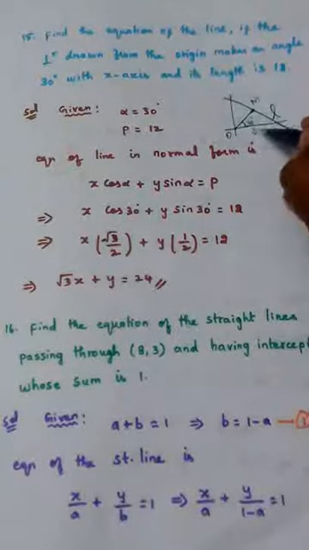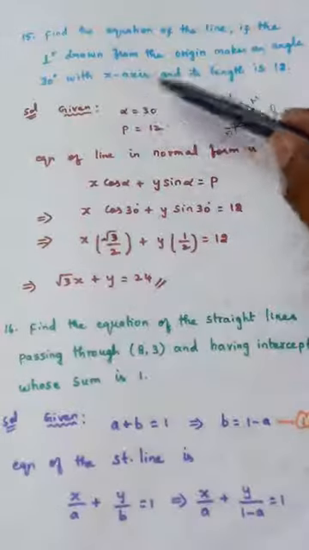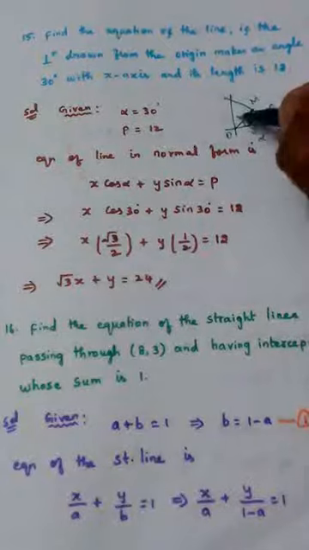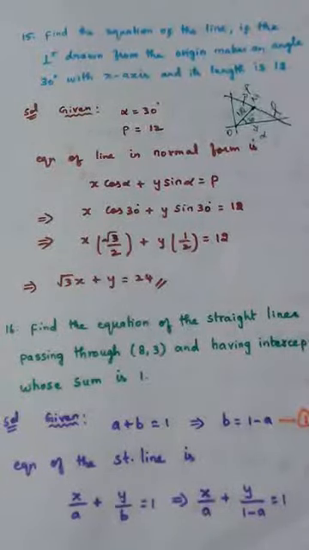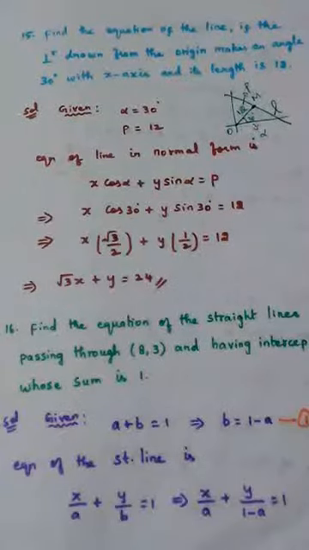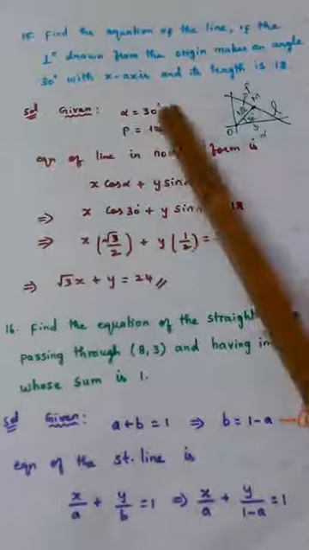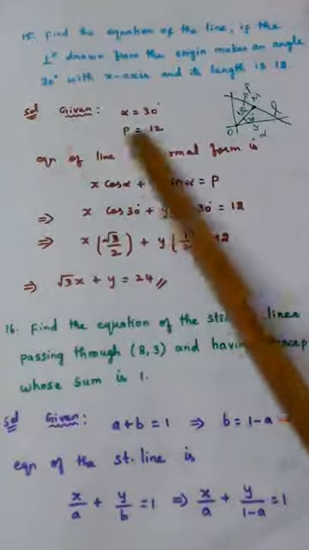So this is called alpha, right? And its length is 12. Length means OM. So this length is given by 12. And what is this? P. So try to understand the question using the diagram. In this question, alpha is given as 30 degree and the length of the perpendicular is given as 12. So P is equal to 12.